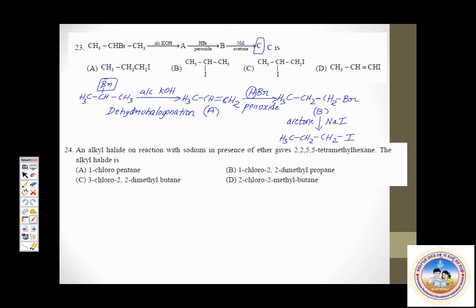So our product C is iodopropane, 1-iodopropane. So which is the correct option?